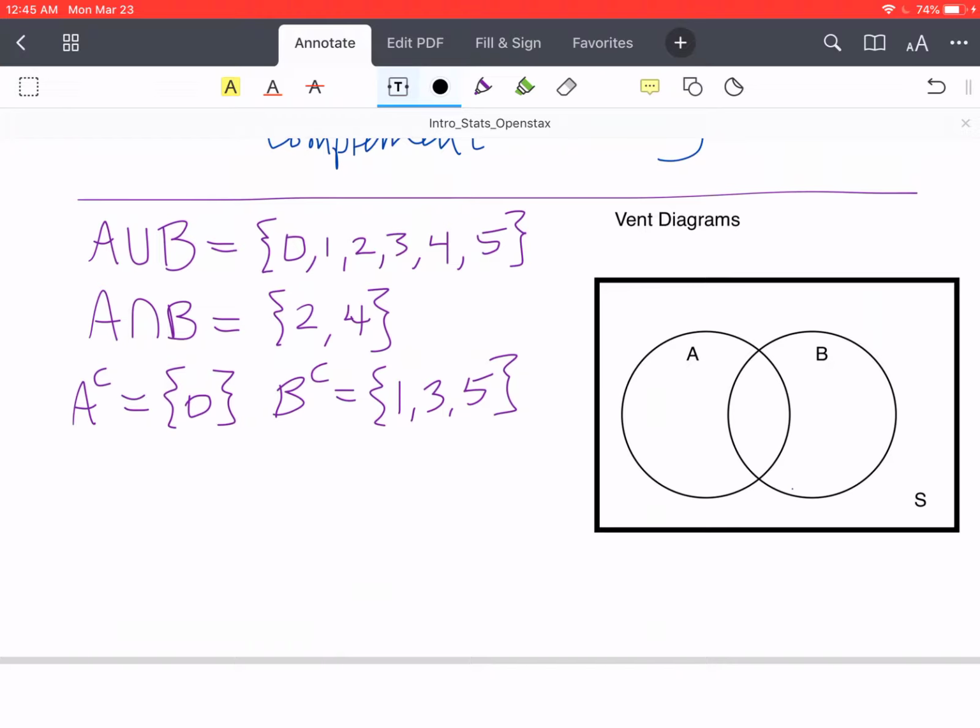Now if we were looking at the values in our specific example, the values that A has that B does not have would be 1, 3, and 5. The values that B has that A does not, that's just 0. And then the values that they share are 2 and 4. This is how we would write this out as a Venn diagram.